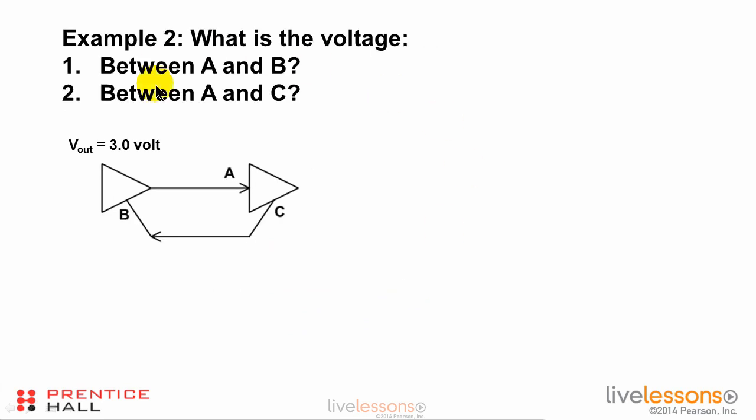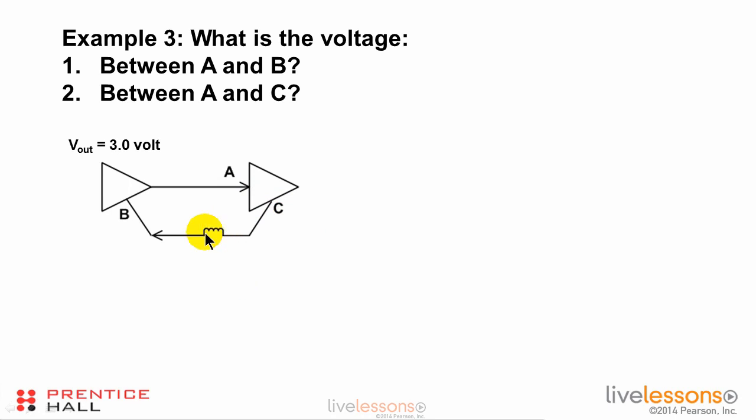For example, here's a driver, here's a trace down to a receiver, here's a return path on the plane. Now if we ask what's the voltage between A and B, well, it's reasonable to say that it's probably 3 volts. The output is specified at 3 volts. Okay, that's probably 3 volts. What's the voltage between A and C? Well, that's probably 3 volts also.